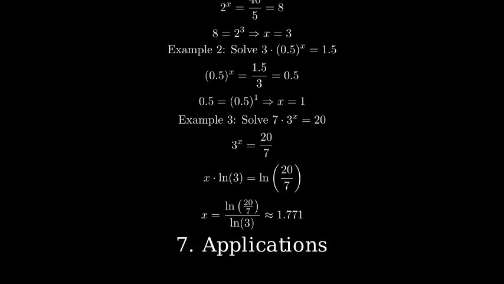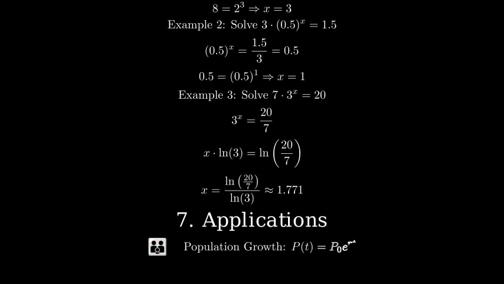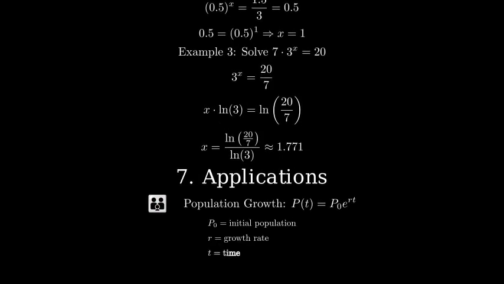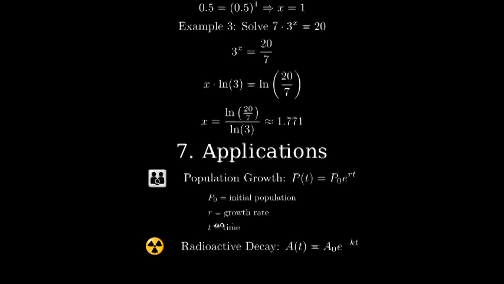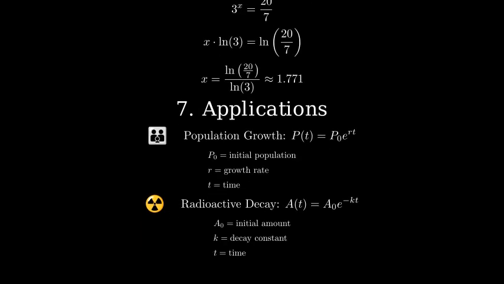Exponential functions have numerous real-world applications. Let's explore some of these applications. First, population growth can be modeled using the formula P of t equals P0 times e to the power of r times t, where P0 is the initial population, r is the growth rate, and t is time. Second, radioactive decay follows the model A of t equals A0 times e to the power of negative k times t, where A0 is the initial amount and k is the decay constant.